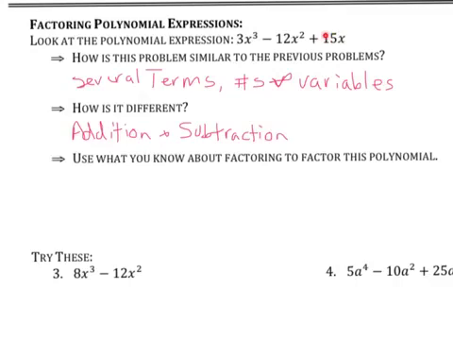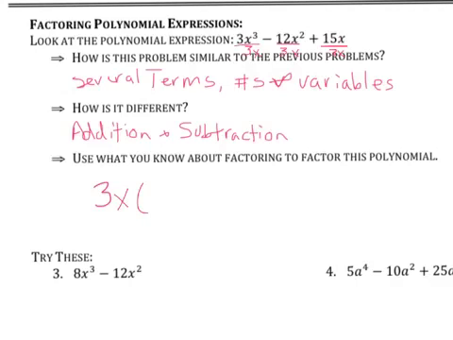So what's the biggest number I can divide out of 3, 12, and 15? 3. And if I have 3 x's, 2 x's, and a single x, how many x's can I take out? Just a single x. So my GCF is 3x. Now all I'm doing is dividing that out of every piece. So I divide by 3x, divide by 3x, divide by 3x.